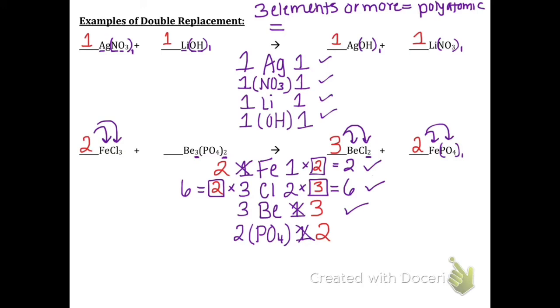So now, let's look at all our counts. We have 2 irons, 6 chlorines, 3 berylliums, and 2 phosphates. Now everything is balanced. So we have a 2, blank, 3, 2. You're more than welcome to leave it blank, but if it bothers you, you can always throw down that 1. Okay? Now, the last type of balancing reaction is a little bit tough. So, we're going to spend a little bit more time on the next one. Okay? So, here we go.